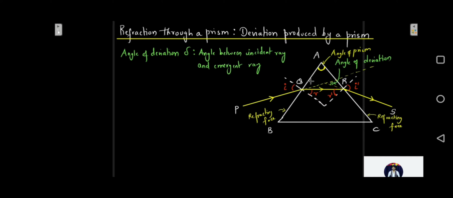Let us mark this point also over here as M. This point is where the incident ray and the emergent ray meet behind. Let that point be M, and let this point where the two normals meet be N.